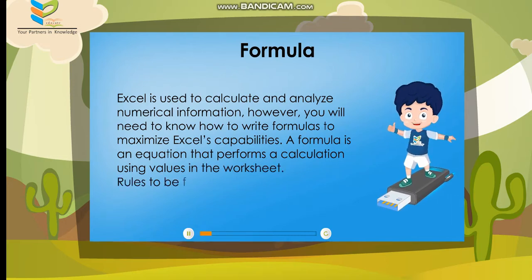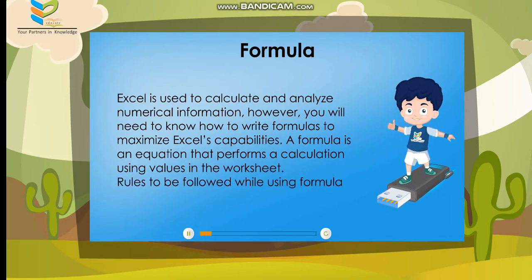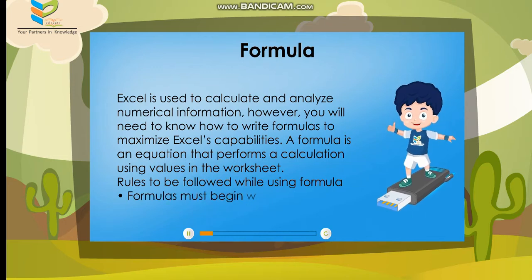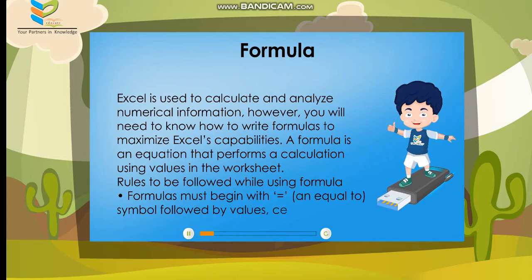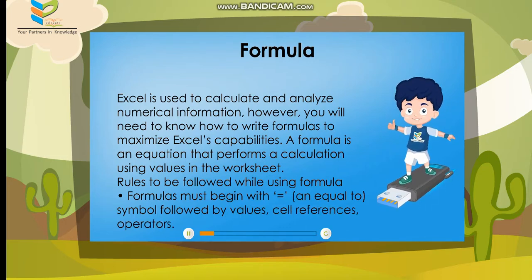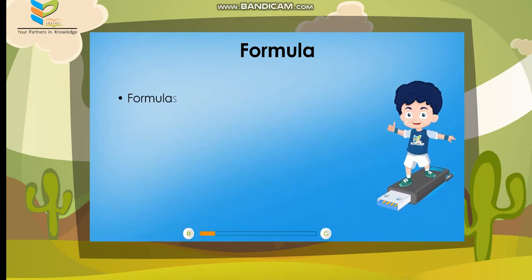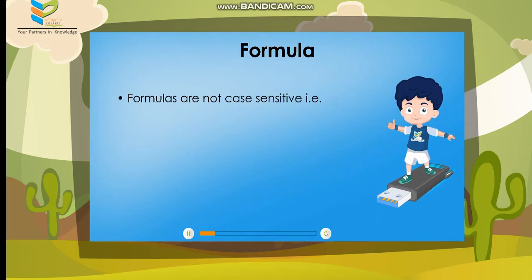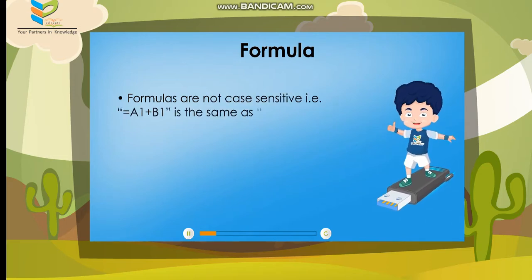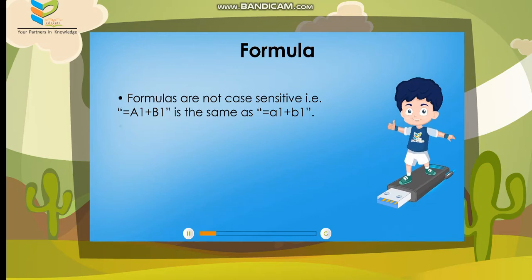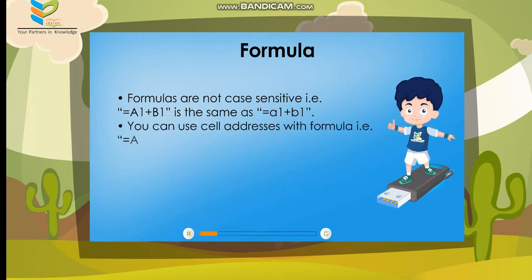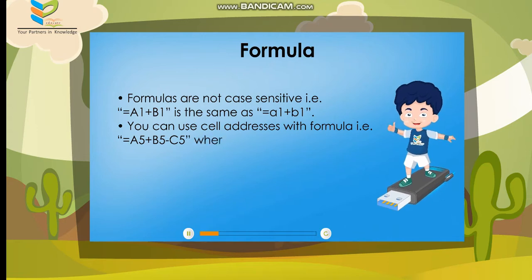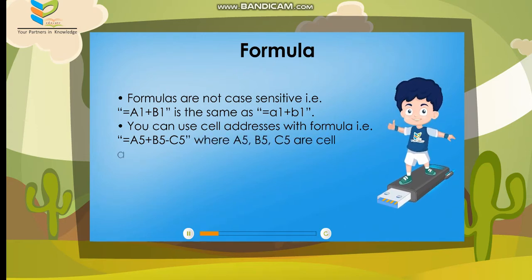Rules to be followed while using a formula. Formulas must begin with an equal to symbol, followed by values, cell references, and operators. Formulas are not case sensitive, that is A1 plus B1 is the same as a1 plus b1. You can use cell addresses with a formula, that is A5 plus B5 minus C5, where A5, B5, C5 are cell addresses.